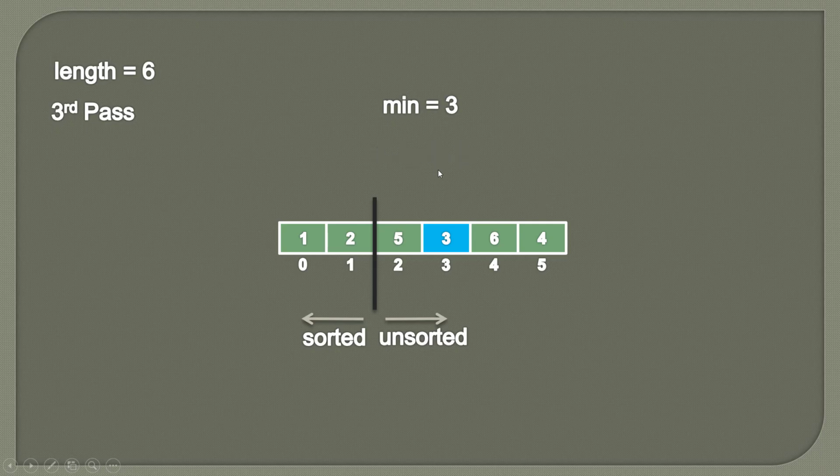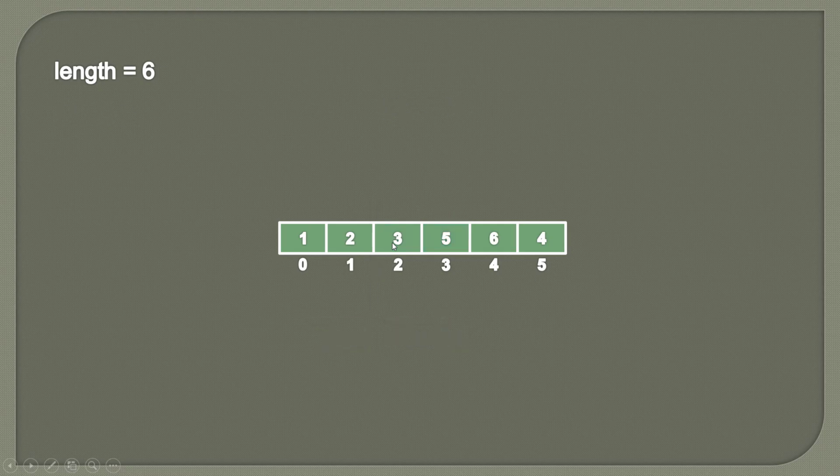So after the third pass, we came to know that 3 is the minimum element among these elements which are part of the unsorted array. So after finding this minimum element, we simply swap it with the leftmost element of the unsorted part. So the leftmost element is 5. So we'll simply swap 3 with 5. And now our sorted part has 3 elements and unsorted part has the rest of the elements.